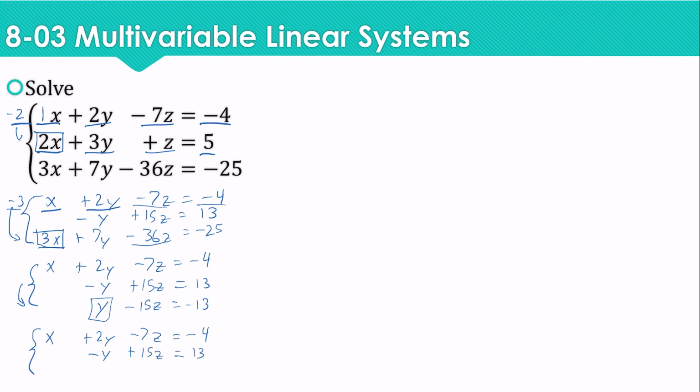Bottom equation becomes negative y plus y is 0. 15z and negative 15z is 0. 13 and negative 13 is 0. So notice we got 0 equals 0. That means there are many solutions. But we don't just say many solutions. We have to actually describe these solutions.